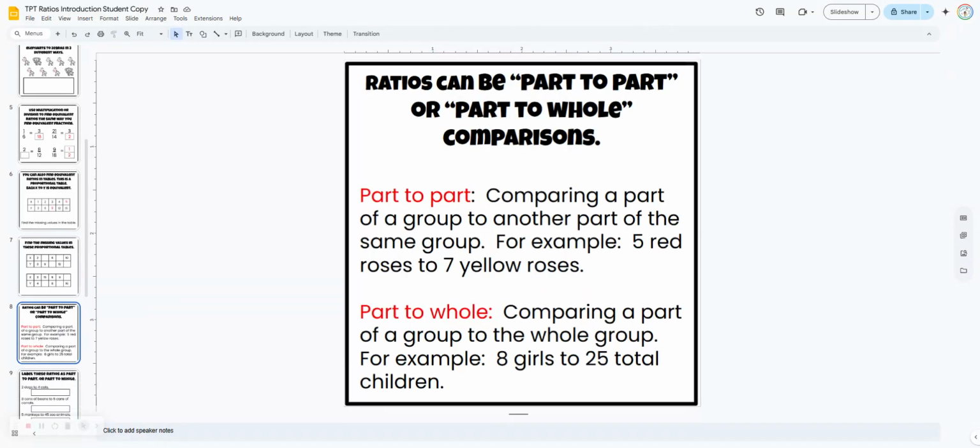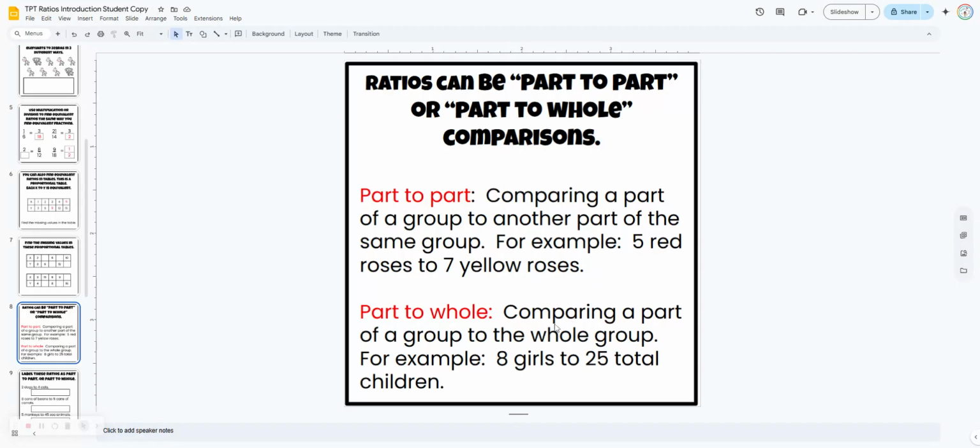And then they're taught that there are different types of ratios. For example, a part-to-part ratio would be comparing a part of a group to another part of that same group. For example, 5 red roses to 7 yellow roses in the group roses.